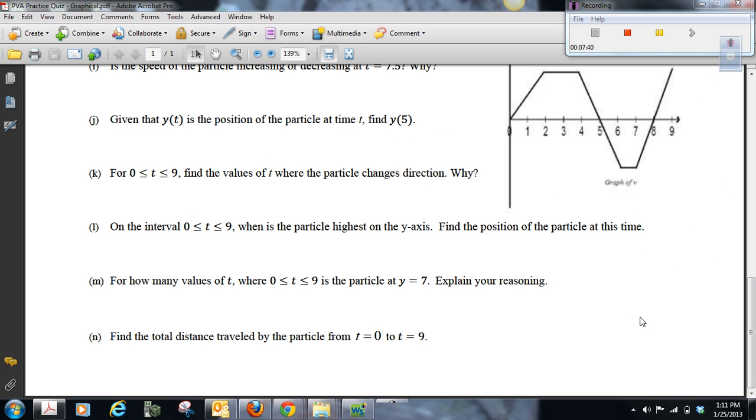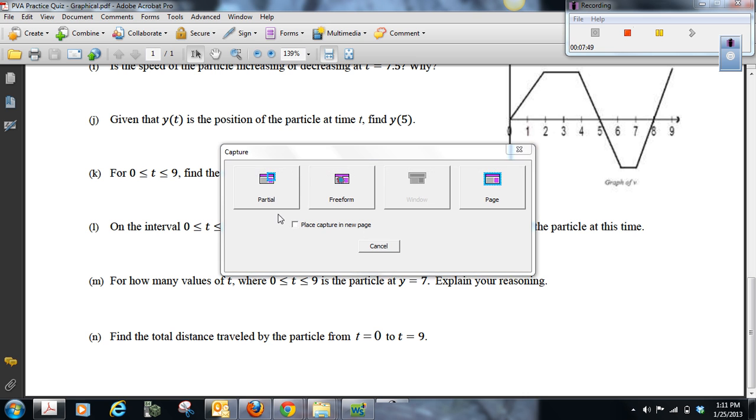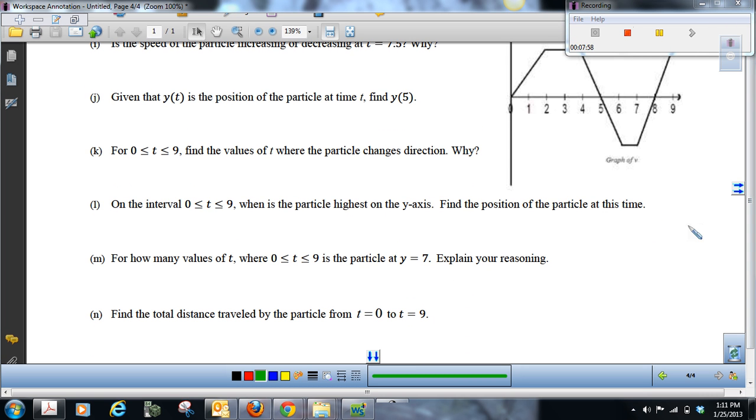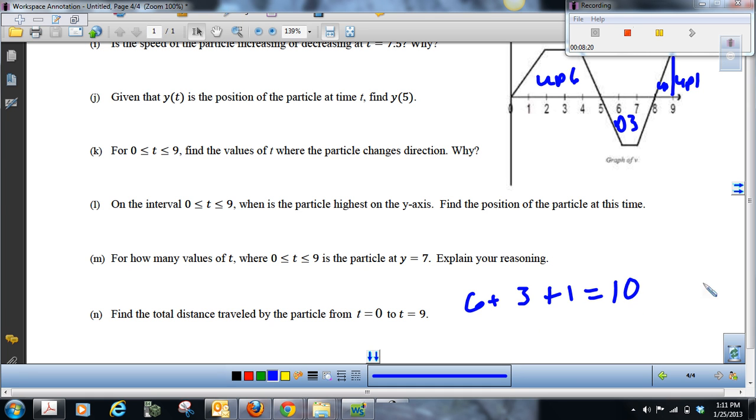Alright? Find the total distance traveled. Let's hit page right here. Okay. So the total distance traveled, you should be able to nail this. The particle went up 6, down 3, up 1. So it's just 6 plus 3 plus 1. Even though it goes down 3, you count that as a positive distance traveled, so that's 10. The starting position does not matter. It doesn't matter where you start.